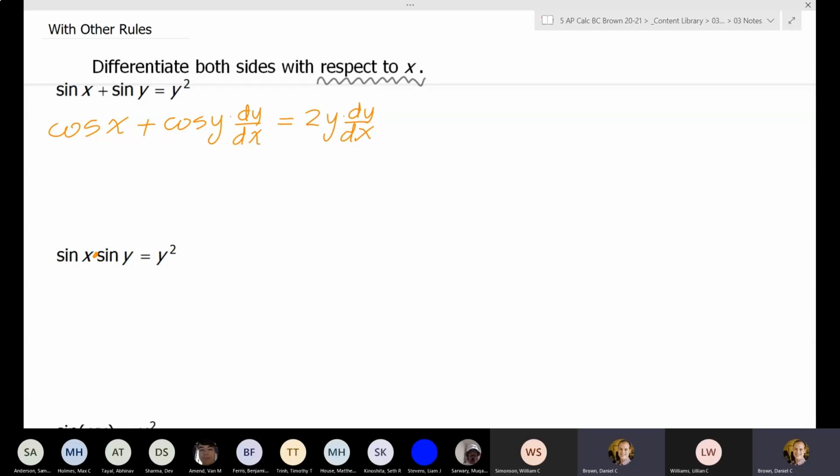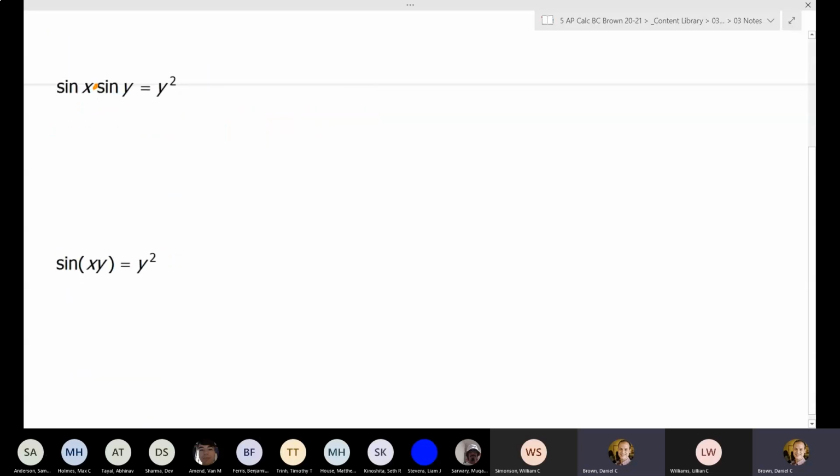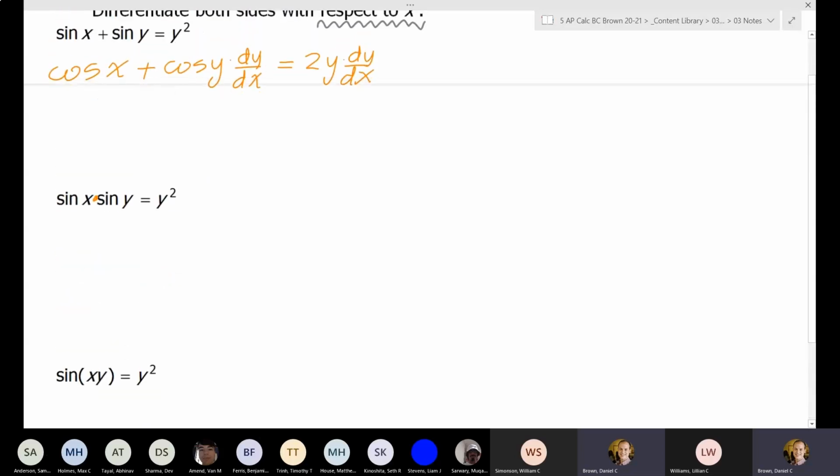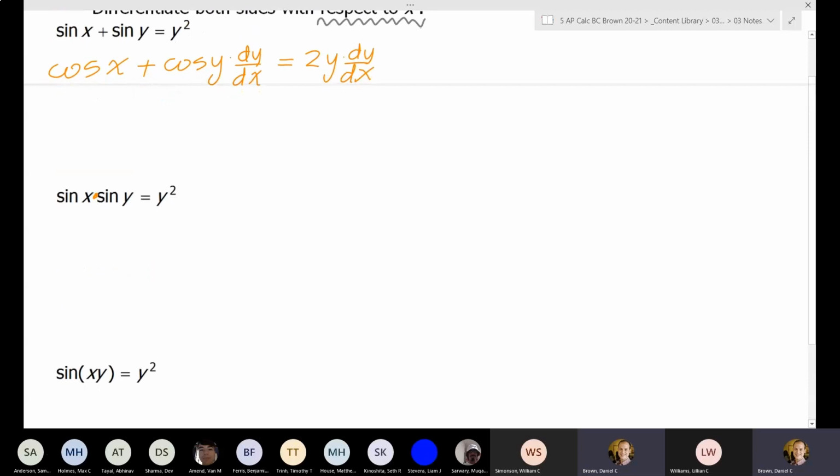This second one is a little bit more complicated. This is the sine of x times the sine of y. So you are going to have to make sure we use the product rule for this one.